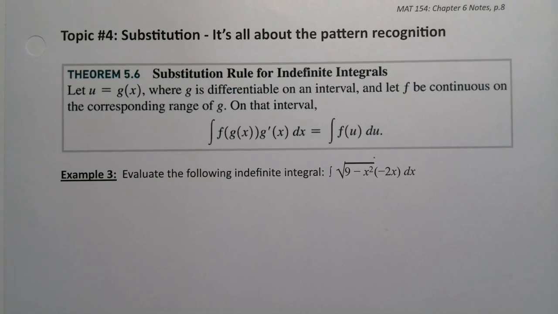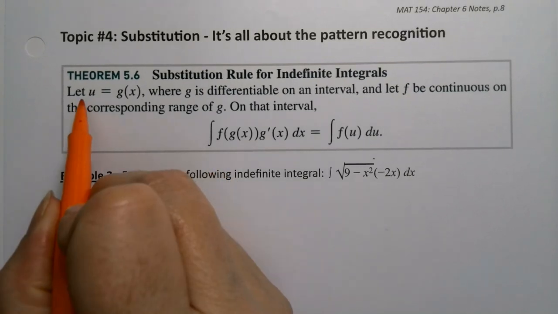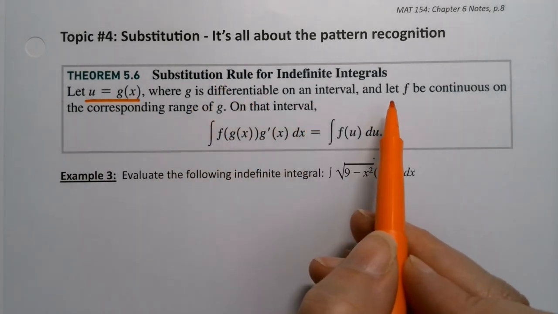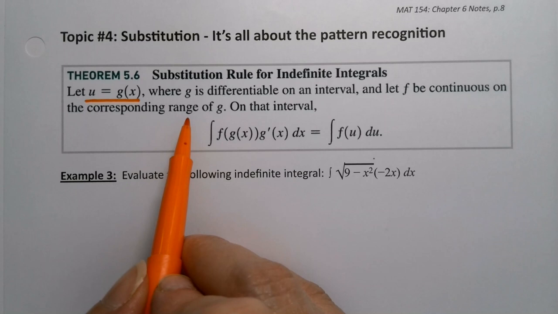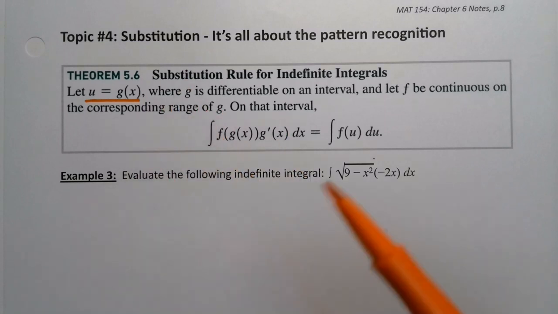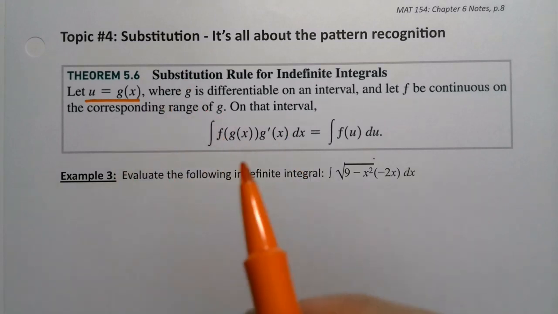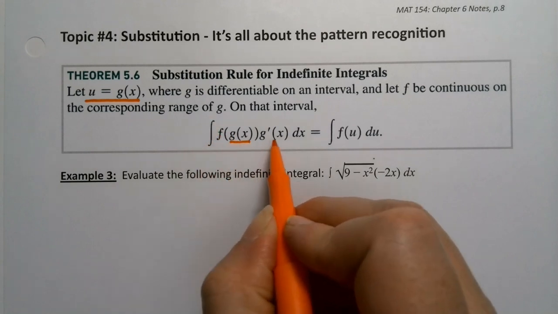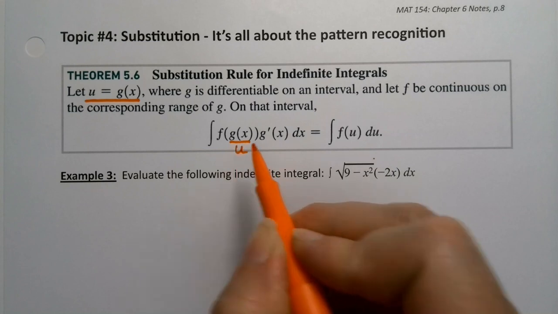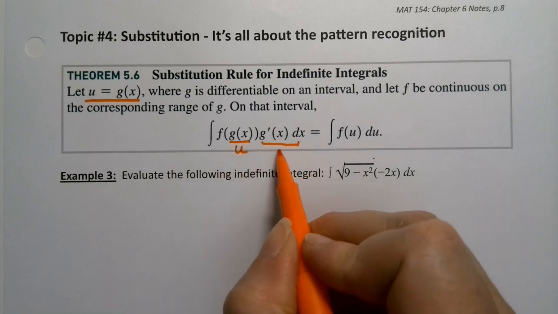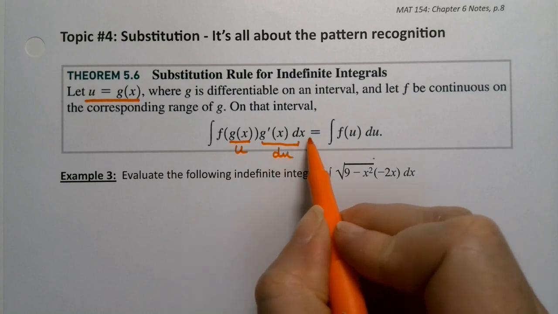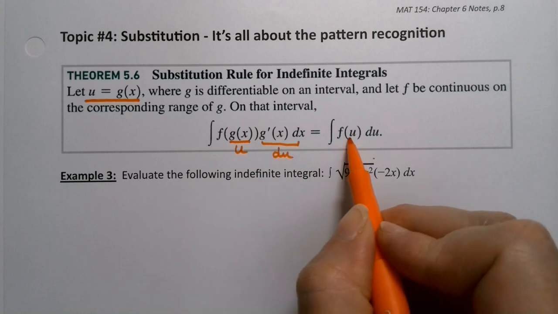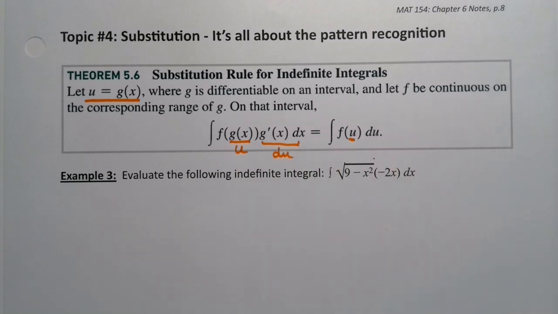Okay, so how does U-substitution work? If you have a function u is equal to g of x, where g is differentiable on an interval, and let f be continuous on that corresponding range. In other words, the function exists and is differentiable and all that good stuff, right? So if you are taking the integral of f of g of x times g prime of x, right? So right here, du, then you're taking the integral of f of u du, right? F of u du. See it?